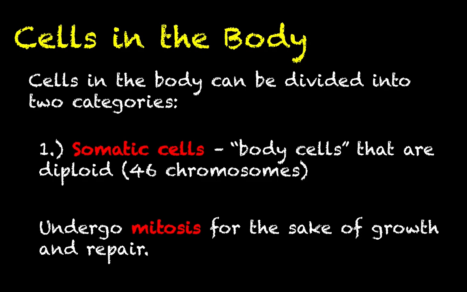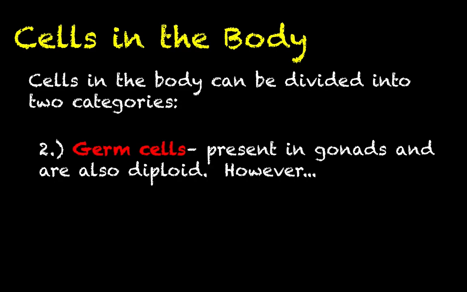Now, when somatic cells go through the cell cycle, they tend to undergo mitosis. So they undergo mitosis for the sake of growth and repair, not really reproduction in that case.